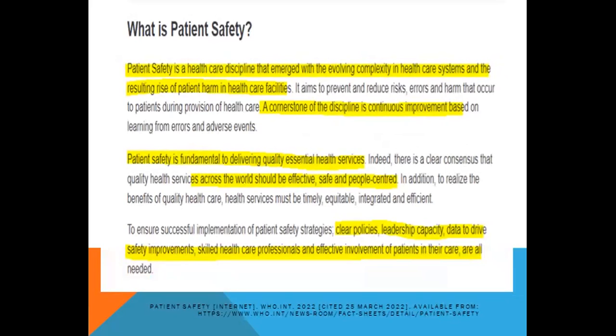There is a clear consensus that quality healthcare services across the world should be effective, safe, and people-centered. Therefore, for successful implementation of patient safety strategies, there should be clear policy, leadership capacity, and teamwork, data to drive safety improvement, skilled health professionals, and effective involvement of patients in their care. The most important strategy for this implementation is leadership capacity and commitment.